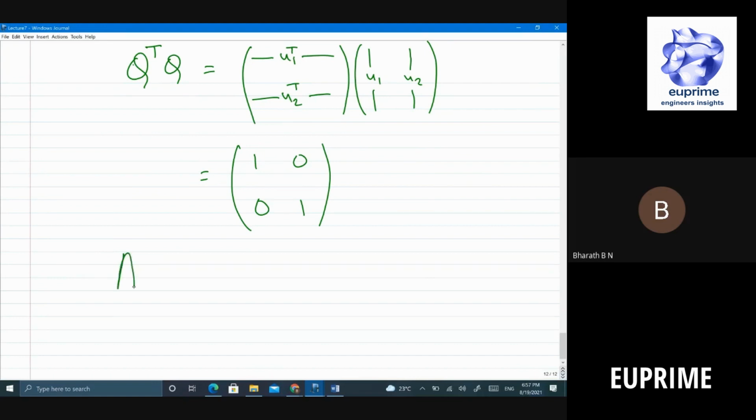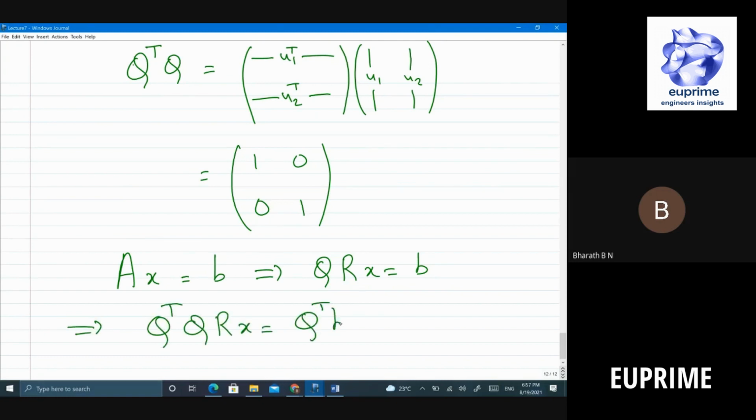So let me see if I can convince you of the usefulness of this. I can write it as A X equal to B, which is Q R X equal to B. Now I can multiply by Q transpose on the left hand side. See, matrix multiplication is easy, inversion is difficult, okay? It's a complex operation. So this implies Q transpose Q R X is Q transpose B. Very easy operation, right? So Q transpose B is just a multiplication of a matrix by a vector B.